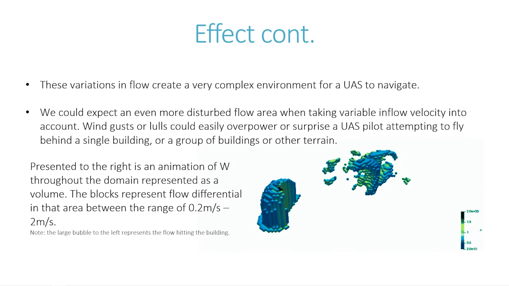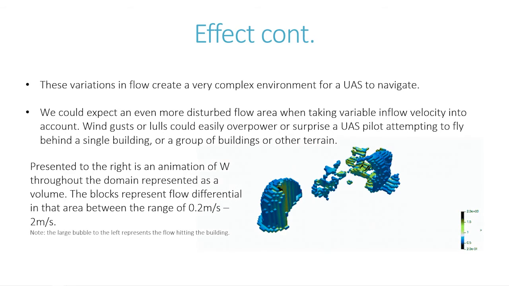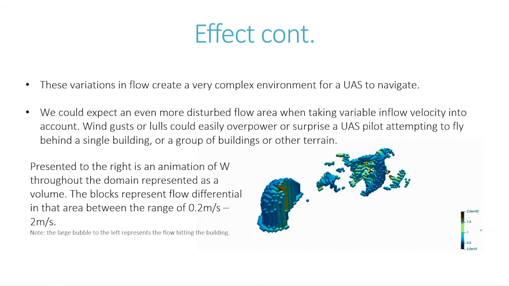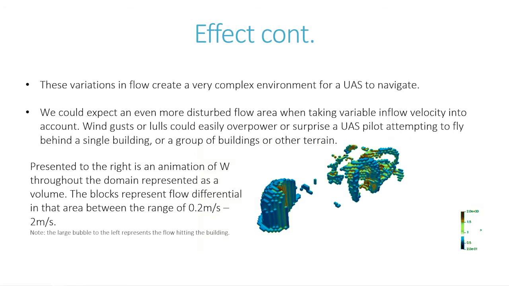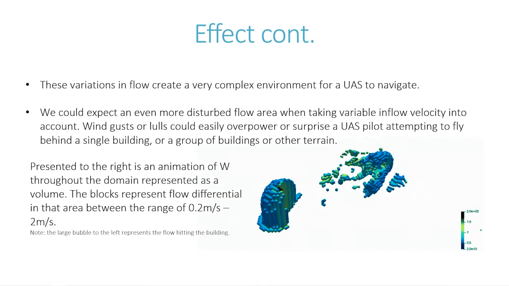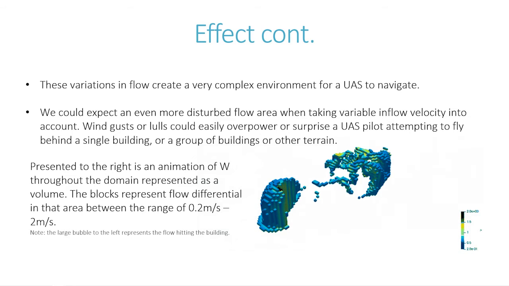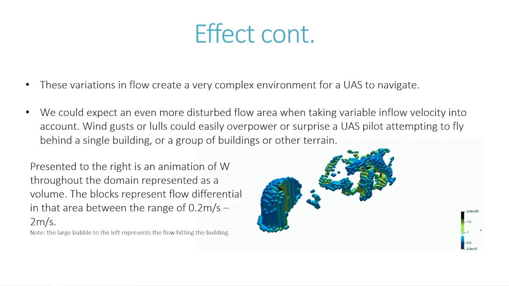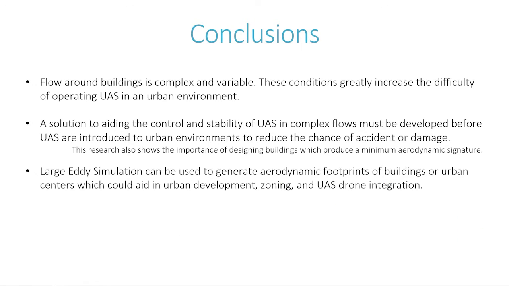As the wind is rarely ever one constant speed, you would have these gusts that would create an even more complex and pronounced area of disturbance behind the building. And presented in this animation here to the right is W throughout the domain represented as a volume, and this bubble in the front towards the lower left of the animation represents where the building is, and you can see behind it all of the variations in flow that range from 2 meters per second to 0.2 meters per second.